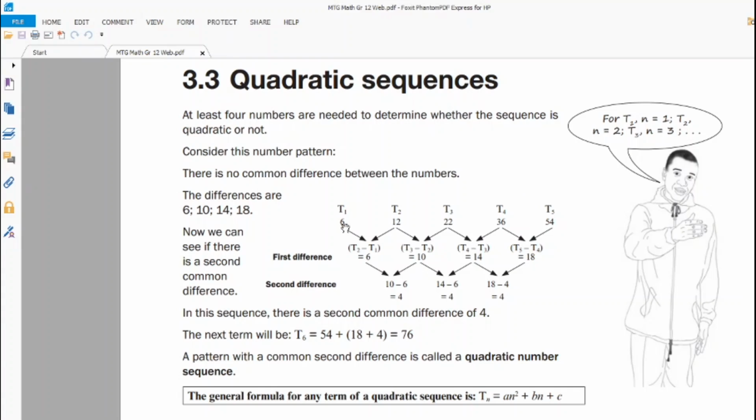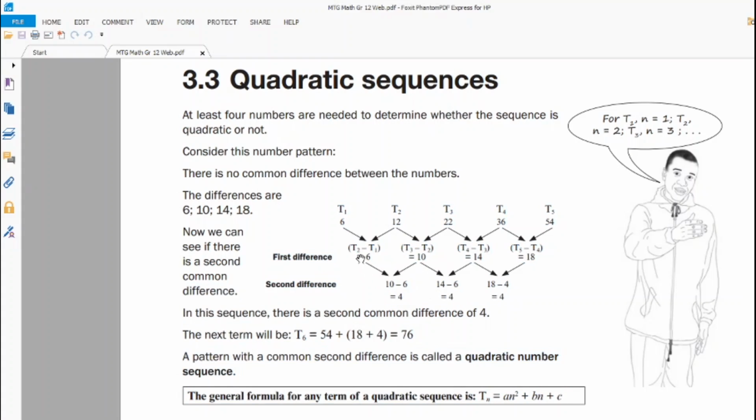And again, if you check, you will see it's not a geometric sequence either. 12 divided by 6 gives 2, but 22 divided by 12 is not 2. So that tells us it's not a geometric sequence either. Then we are left with one option: it is a quadratic sequence. We know it is quadratic because our second difference is constant.